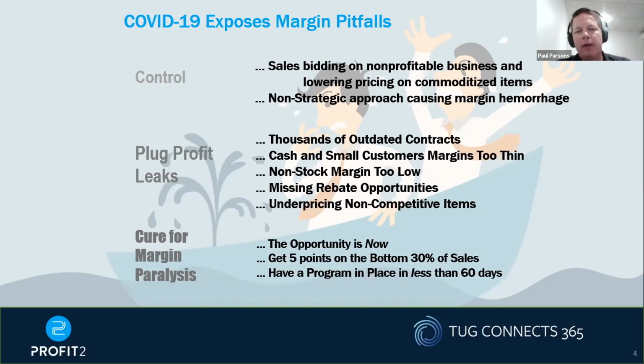And I want to make a broader point about pricing. I don't believe pricing is an intellectual challenge. I think that everyone on this call today could reverse engineer a Profit2 program, could do this themselves. I really do. The challenge is not one of intellect. It's one of time and resources.